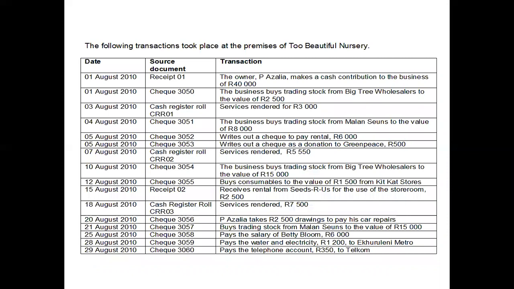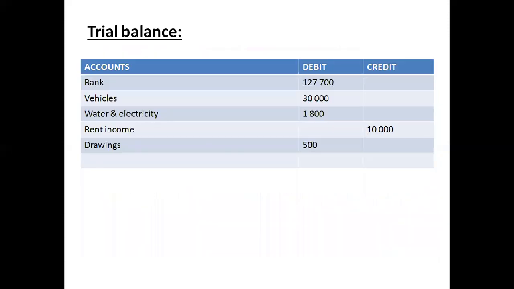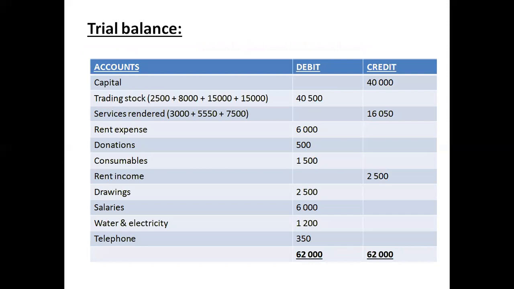Okay, the next one is now on the 4th of August. The business buys trading stock from Alancians to the value of 8,000 Rand. So again, it's a trading stock transaction. 8,000 Rand. Trading stock is an asset. Assets are on the debit side. Okay, so we have trading stock. You will see in brackets, I've just added the 8,000 Rand, but it is supposed to be in the debit column, because trading stock is an asset. An asset is always on the debit side.